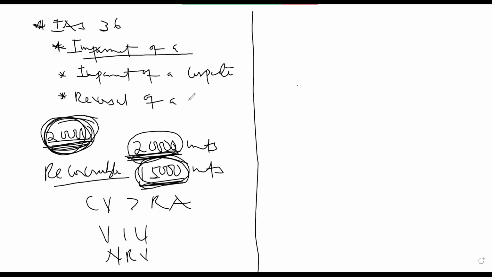So first of all, you have to know that you can only say an asset has impaired when the value that you have in the books is higher than the value that you are going to recover from it, either through sale or continual use.